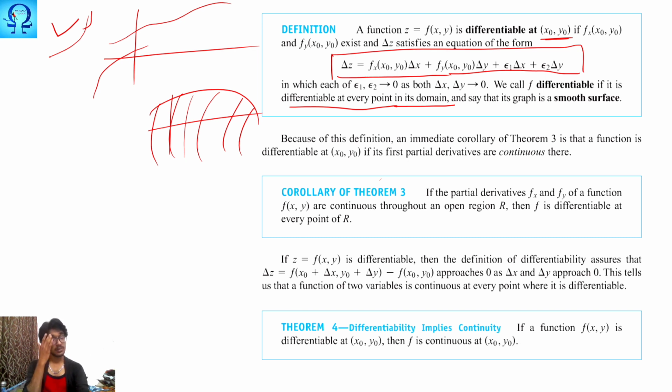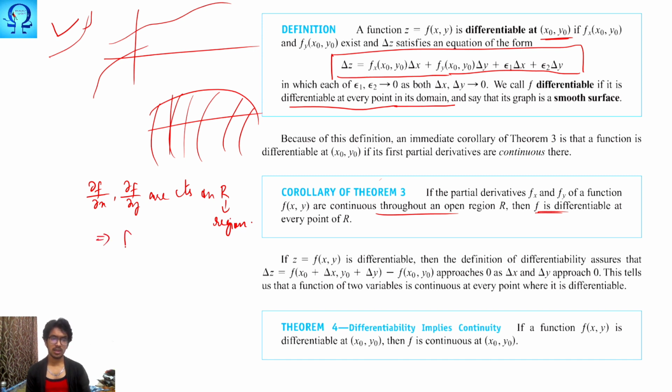So from this definition, using the previous theorem, we may very well come to a result that if the partial derivatives of a function are continuous throughout an open region, then the function is differentiable. So in order to verify the differentiability of a function of two variables, first you identify the partial derivatives and check whether they are continuous on R or not. Here R means a region, not the set of real numbers. You just check it. If it holds true, then you may say your function is differentiable.